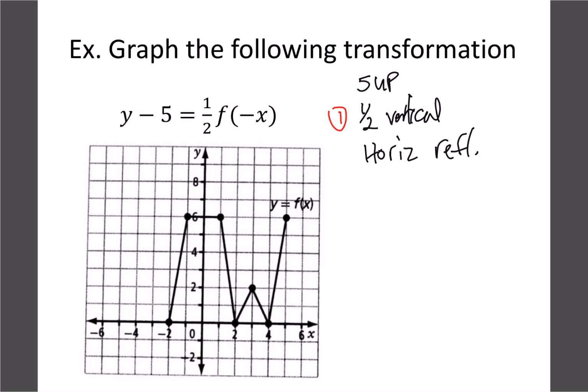So first step, we'll do our stretch. We're going to go 1/2 vertical, so that means every coordinate will be half as tall. So the 6 will go down to 3, this 6 will go down to 3, the 0 stays the same, 2 down to 1, 0 stays the same, and then our 6 down to 3 again. So you can see our first vertical stretch then is half as tall.